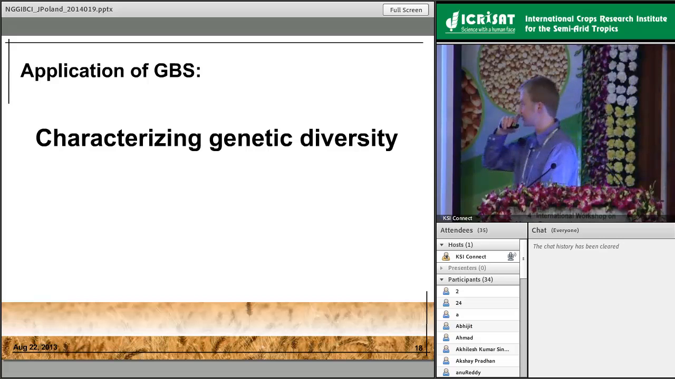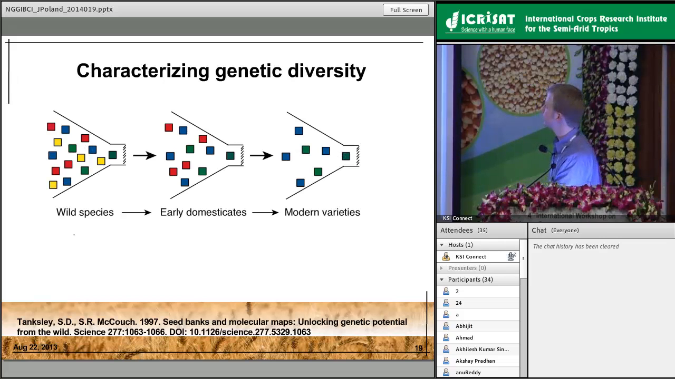So now I'm going to move on to some other ways we've been applying the GBS. Here again, just to highlight, it's a pretty versatile, flexible tool for different types of approaches. And so now to think about characterizing genetic diversity. A little bit of background on this: thinking about wheat, going from wild species to early domesticates, there's a bottleneck there. And then in the intense modern breeding process, there's been a further bottleneck of these populations.